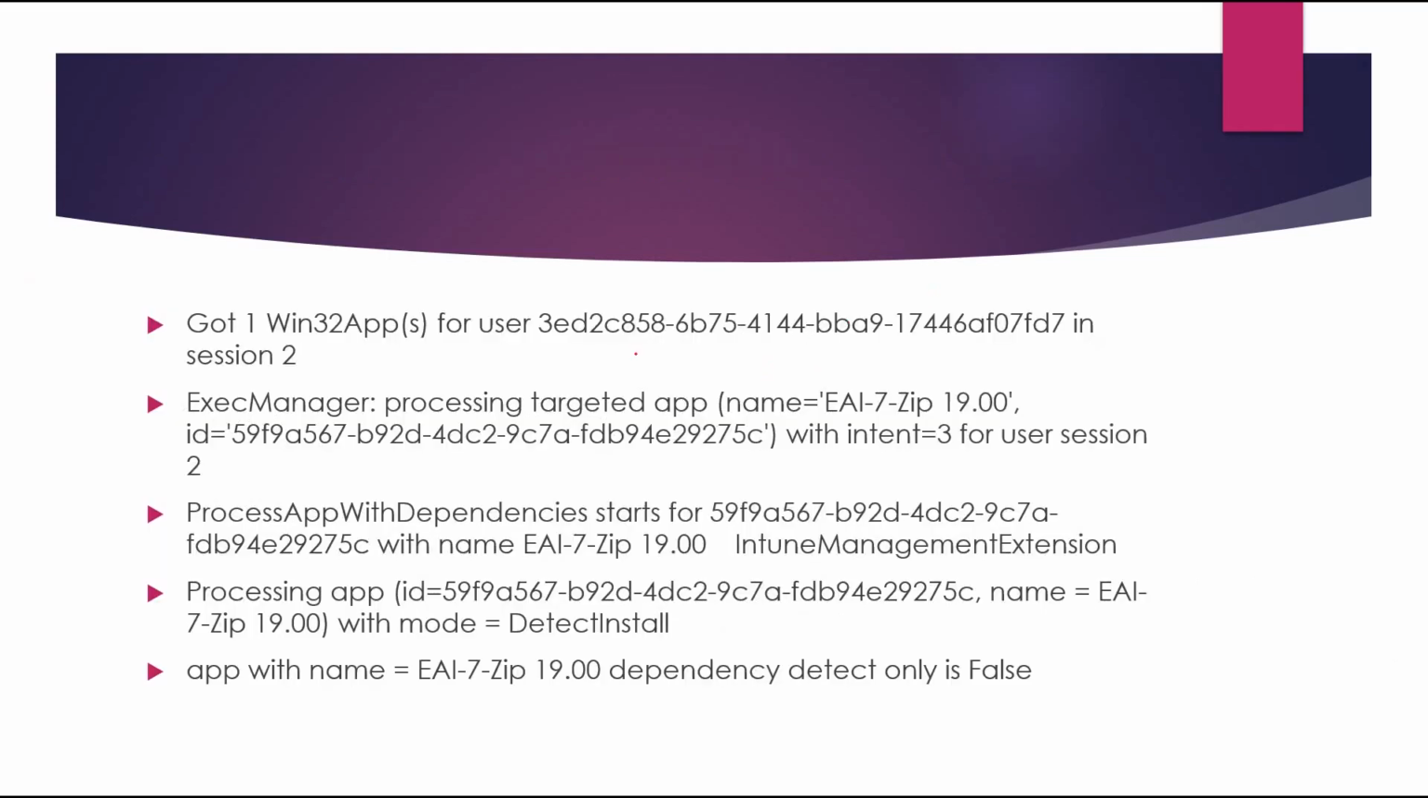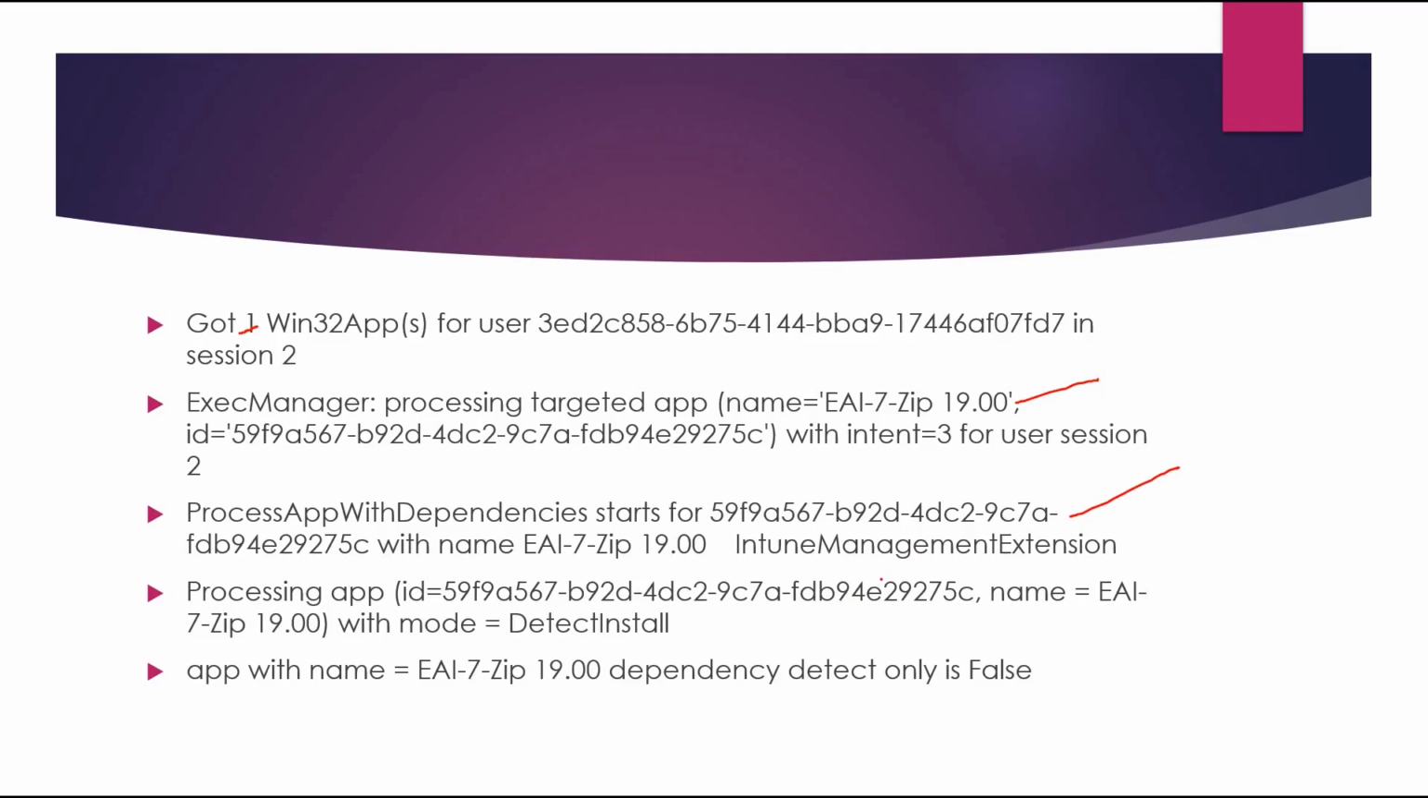And then it will tell us that we got one Win32 application. If there were 3 or 4 exclusive Win32 applications, then it will tell us that we discovered 3 applications. Each of the 3 will have a different policy body, and then the exec manager is telling us that we are going to process this application. If there were any dependency, then it's going to tell us about the dependency as well.